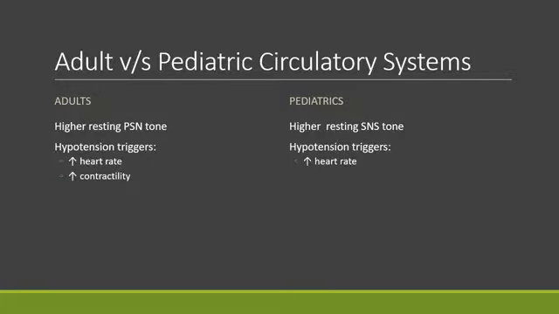With pediatric patients, you can see that they have a higher resting sympathetic nervous system tone, so you think of them as faster creatures, or much more inclined to be sympathetically innervated. We can see that with hypotension in pediatric patients, because they lack that contractility, all we're going to see is an increase in the heart rate.